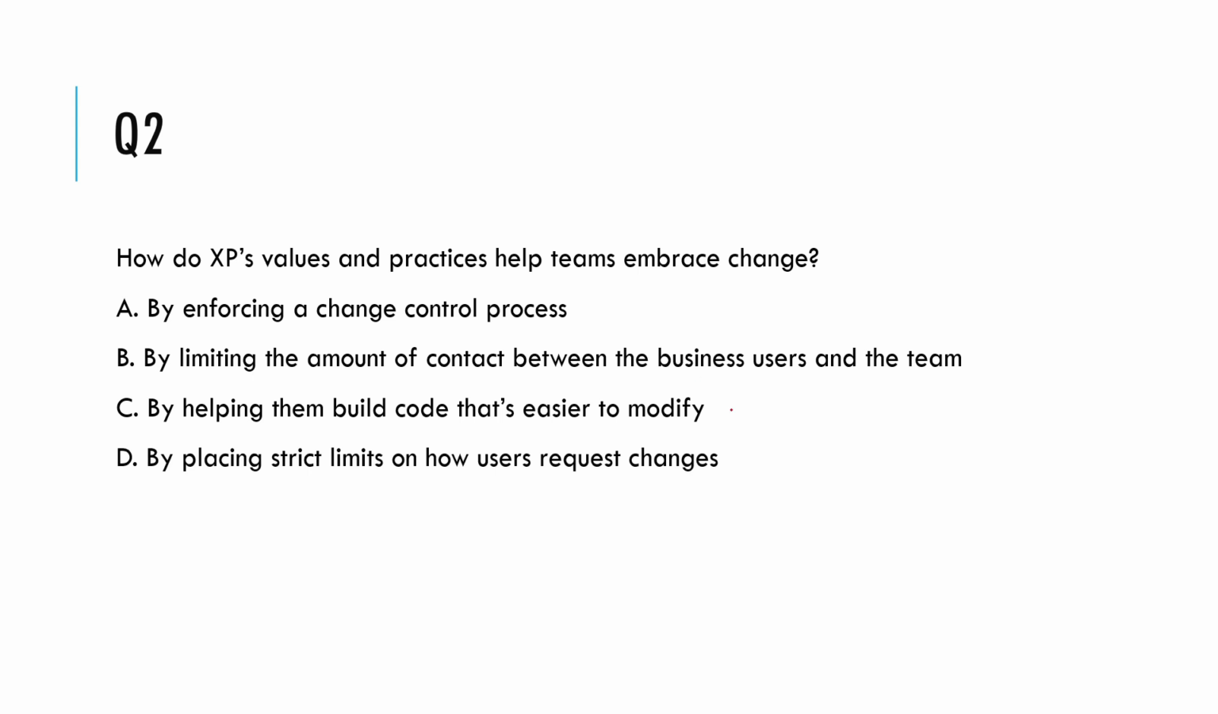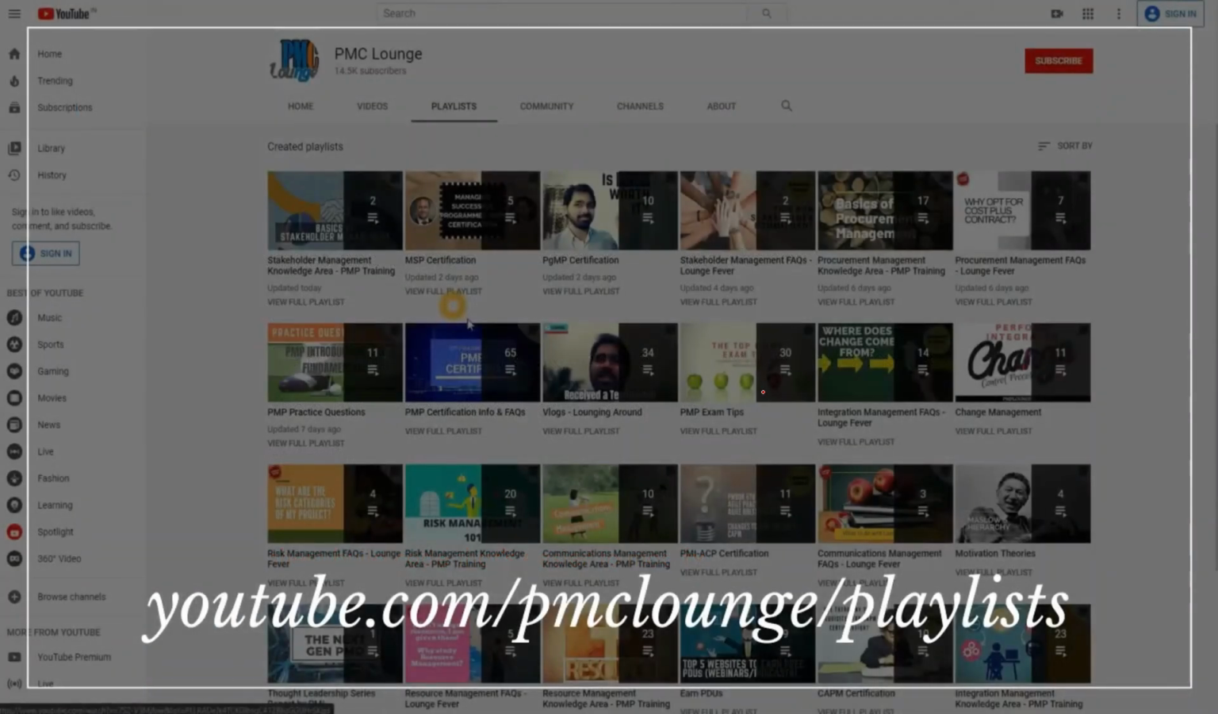The correct answer here is option C, by helping them build code that's easier to modify. Obviously, it is a lot easier for teams to embrace change when they know those changes won't be a headache for them. XP, or extreme programming, helps with this by including practices and values that help teams build code that's easier to modify. And that is why option C is the correct answer.